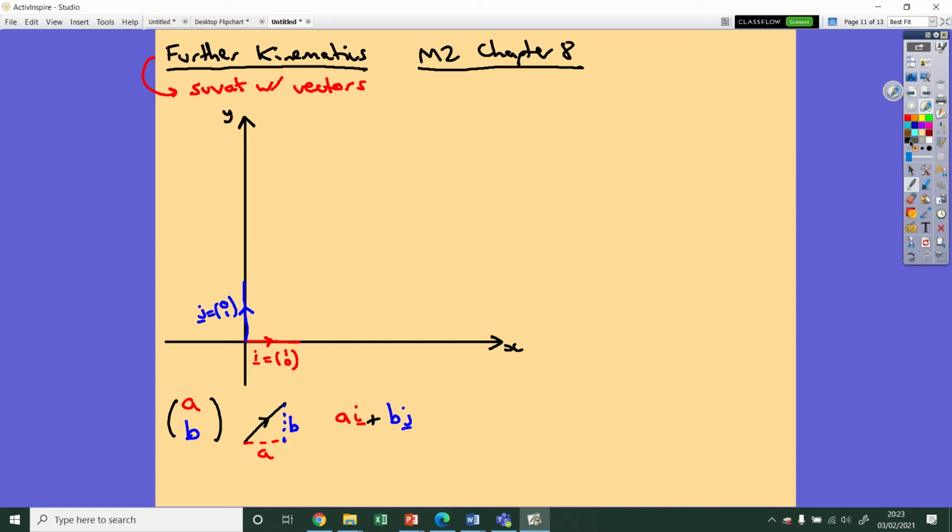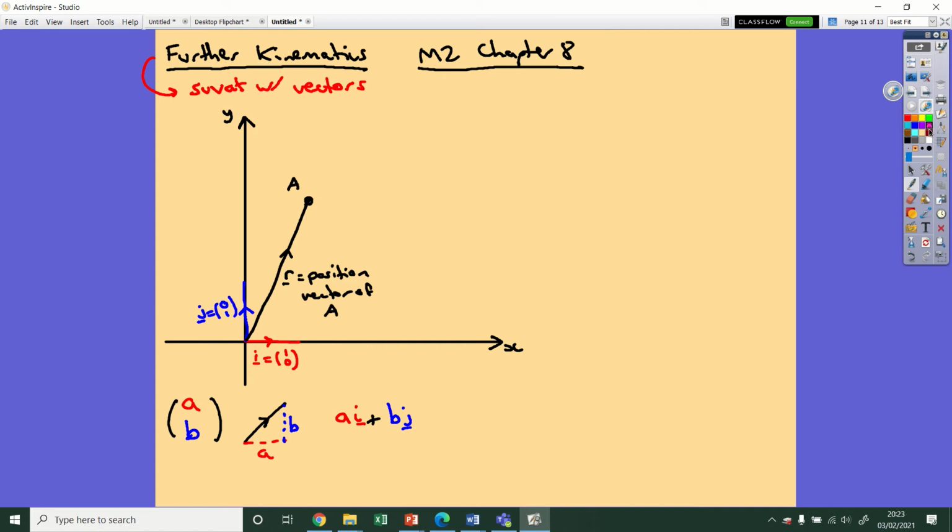Okay, in terms of notation, we've also got this idea of a position vector. If I put an object on my grid and label it A, then the position vector of A is the vector that attaches itself to the origin like this, and it gives its position from the origin. The notation for it is normally r, the position vector of A. Same goes for any point on the grid.